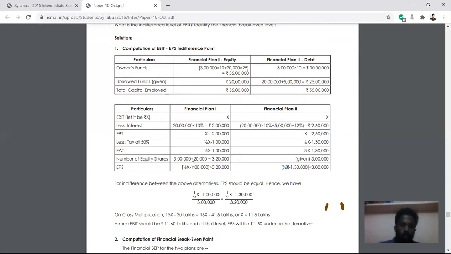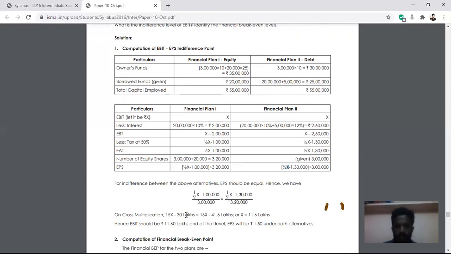Hence 0.5x minus 1 lakh divided by 3 lakh 20,000 is equal to 0.5x minus 1 lakh 30,000 divided by 3 lakh. We printed the number wrongly here; this is 3 lakh 20,000 and this is 3 lakh.